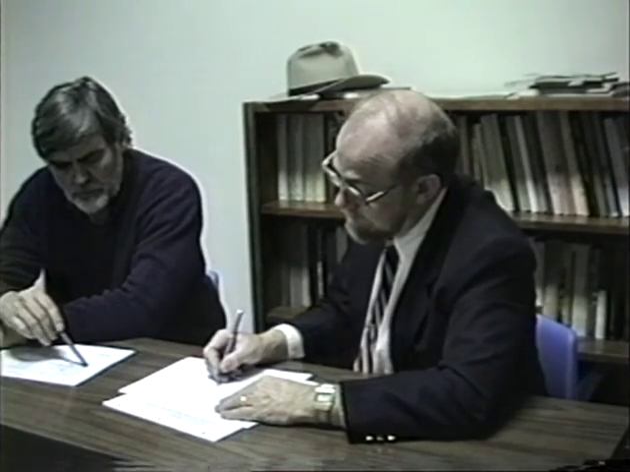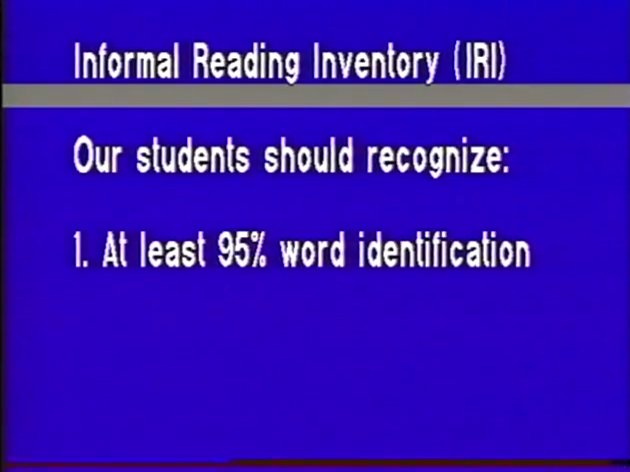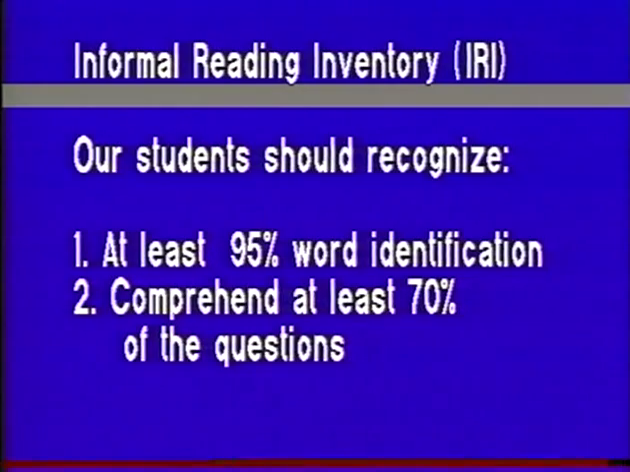As instructors of adult basic skills, it's our job to help our students become more confident and competent. We want our students to work in materials where they recognize at least 95% word identification and comprehend at least 70% of the questions about the material. Anything less is considered frustration reading level and should be avoided as much as possible.